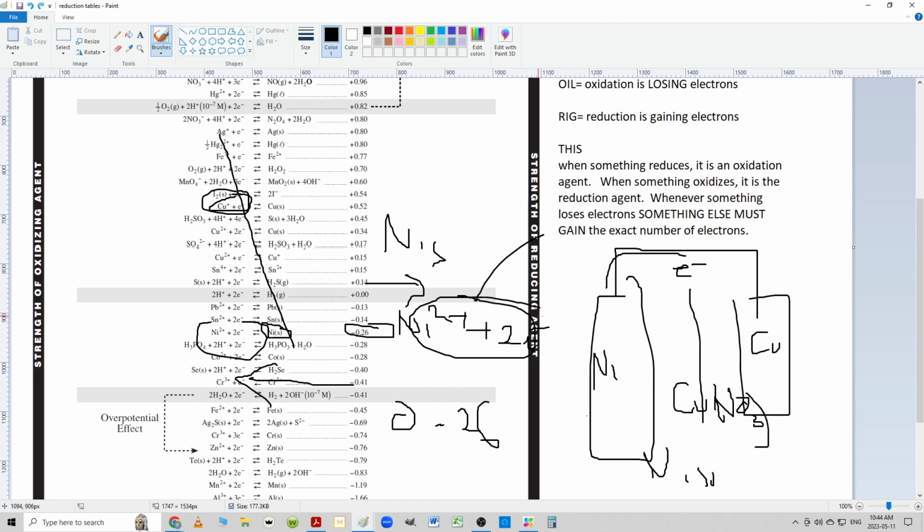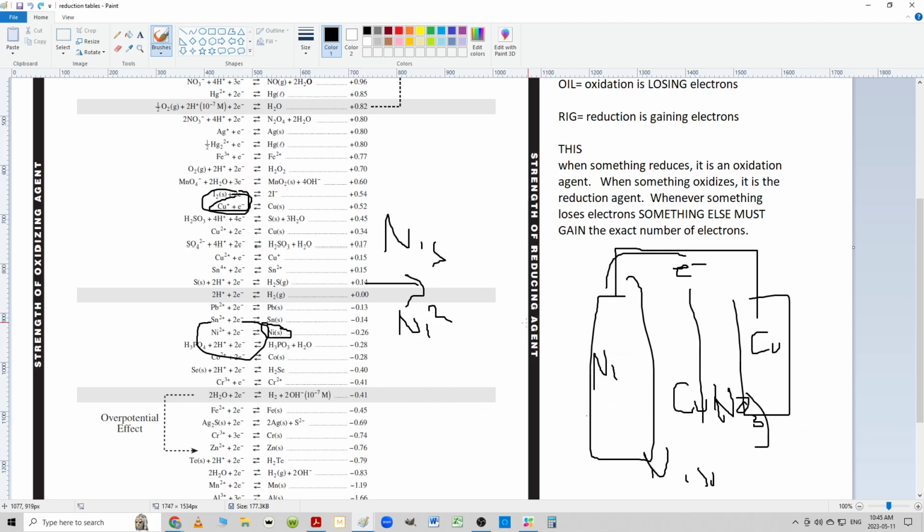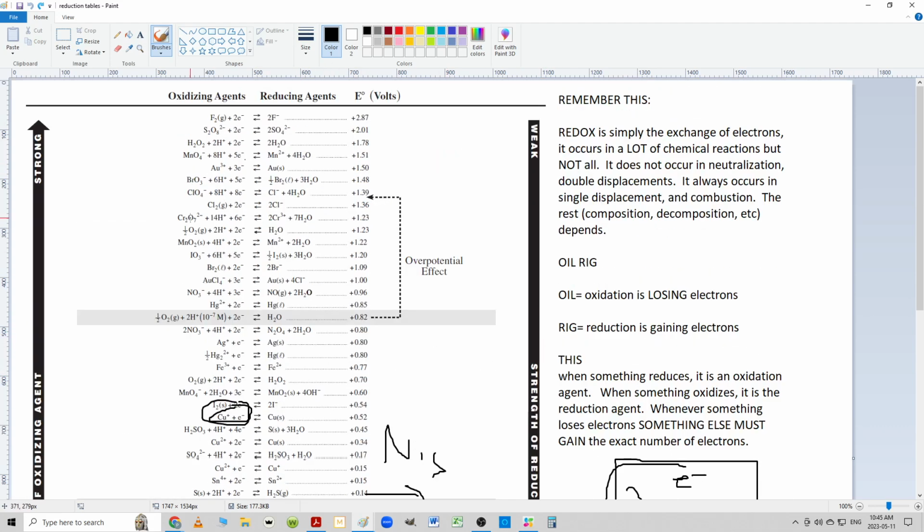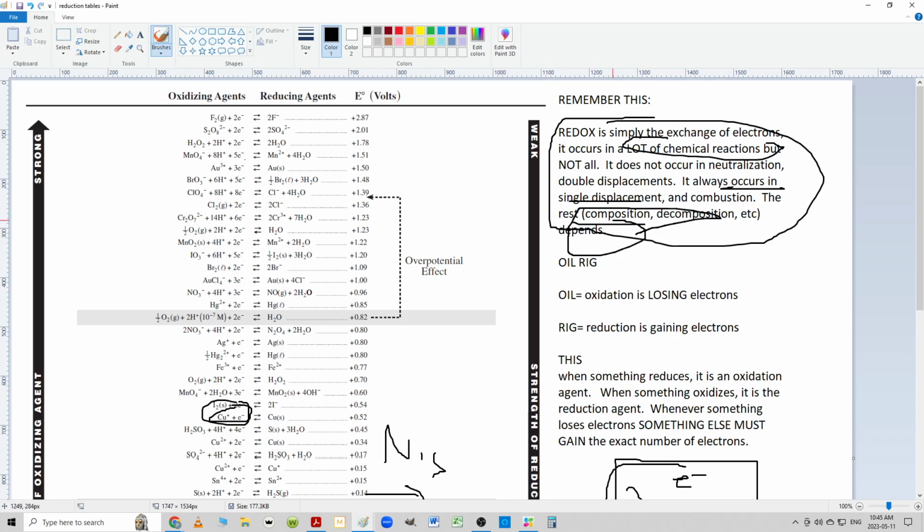So always have your redox tables open. Always have how to use it, top left to bottom right. And remember these words. Redox is simply the exchange of electrons. It occurs in a lot of chemical reactions, but not all. It does not occur in neutralization of an acid and a base. It does not occur in double displacements. It always occurs in single displacement and combustion. But for the rest, composition, decomposition, you have to analyze the formula.